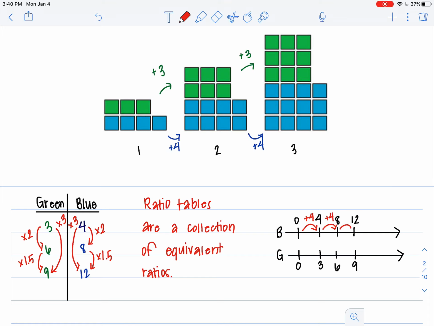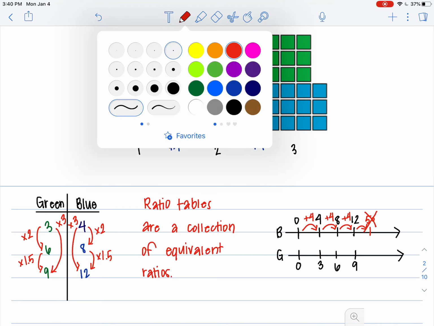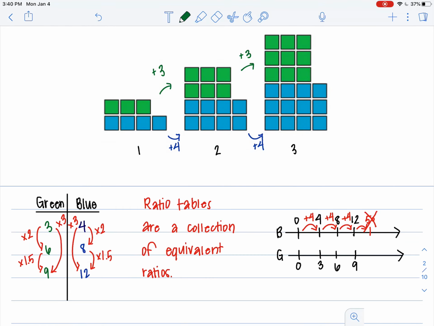It would be wrong for me to put, let's say, 50 here, because I'm not counting by 4. That's a huge no-no. It would need to be 16. However, it's a little bit different in a ratio table. For example, if I put 30 here, obviously I'm not adding 3. It's not plus 3. It's not what I'm doing.